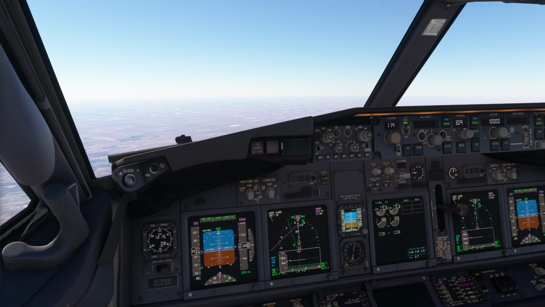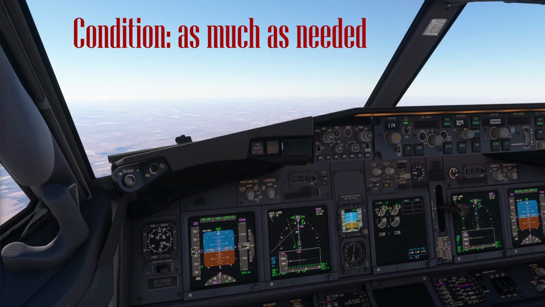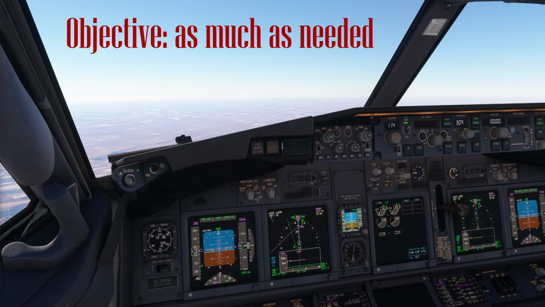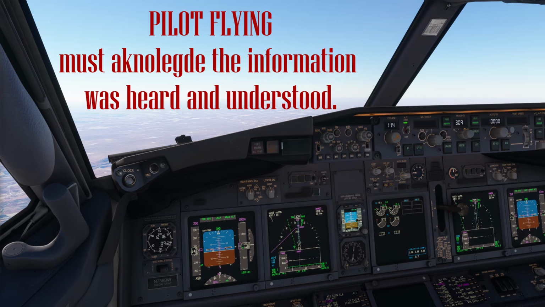The pilot flying calls for the checklist when the flight path is under control, the airplane is not in a critical phase of flight, such as takeoff or landing, and all memory items are complete. The pilot monitoring reads aloud the checklist title, the airplane effectivity, if applicable, as needed to verify the correct checklist; as much of the condition statement as needed to verify that the correct checklist has been selected; and as much of the objective statement, if applicable, as needed to understand the expected result of doing the checklist. The pilot flying does not need to repeat this information, but must acknowledge that the information was heard and understood.